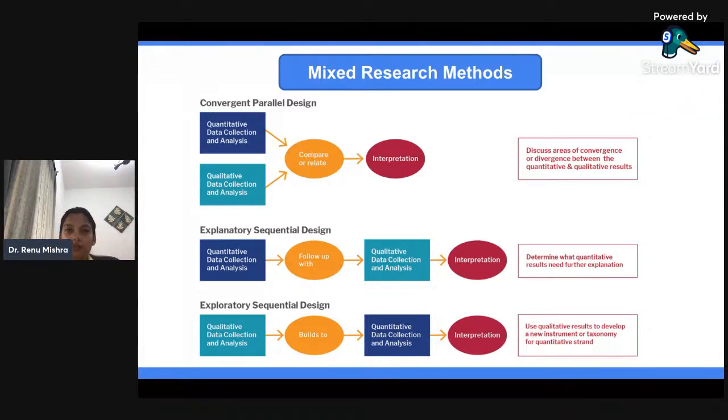Okay, so whether there is a convergence or divergence, you explain that. When you talk about explanatory sequential design, you first conduct the quantitative research, collect the quantitative data, then follow it with the qualitative data collection, and then you interpret. Basically, it determines what quantitative results need further explanation. Whatever numerical data you have collected, you explain it with the help of qualitative data.